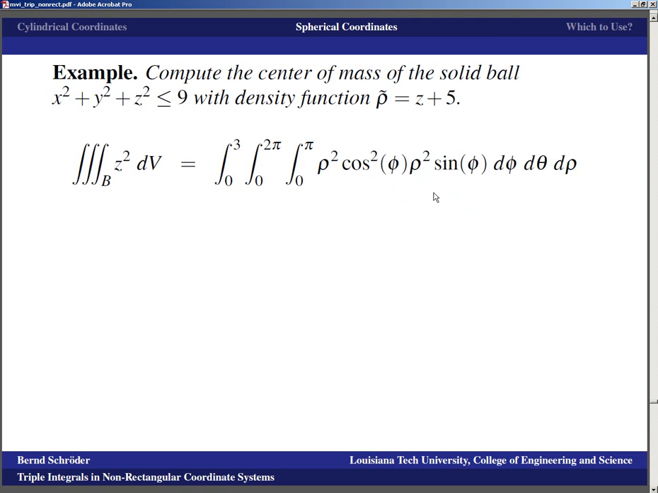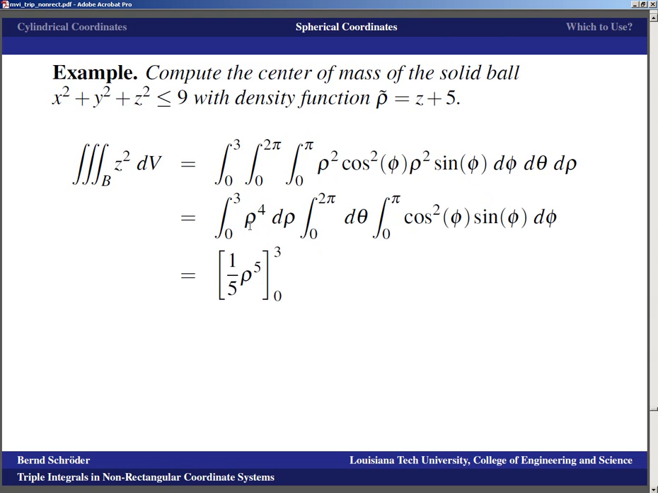And so now that again breaks up into three different integrals, right? We get an integral of rho to the fourth, an integral of cosine squared phi sine phi, and an integral of theta. So we get the integral from 0 to 3, rho squared times rho squared is rho to the fourth d rho. We get the integral from 0 to 2 pi d theta, because nothing depends on theta here. And we get the integral from 0 to pi of cosine squared phi sine phi d phi. And that's quick substitutions and quick integrals.